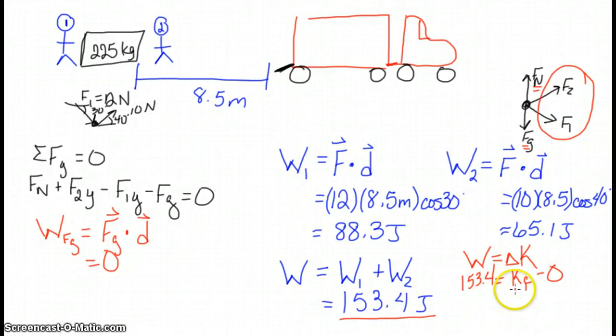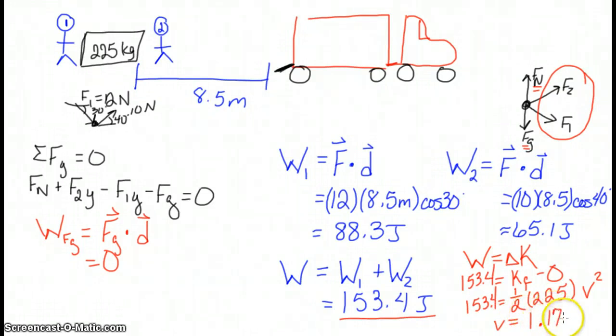153.4. So our kinetic final, which is 1/2 the mass, which is 225, times the velocity squared, is going to equal 153.4. So we multiply by 2, we divide by 225, and we are going to get that after we take the square root, velocity is about 1.17 meters per second. So it's going just over a meter every second to gradually get its way out to the truck. It's actually a pretty quick pace considering the size of the safe.